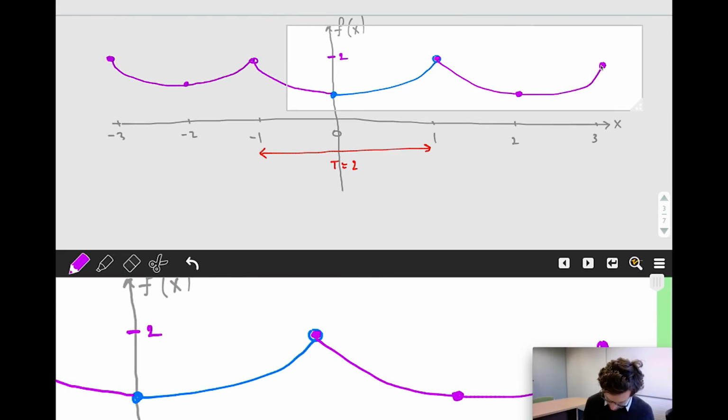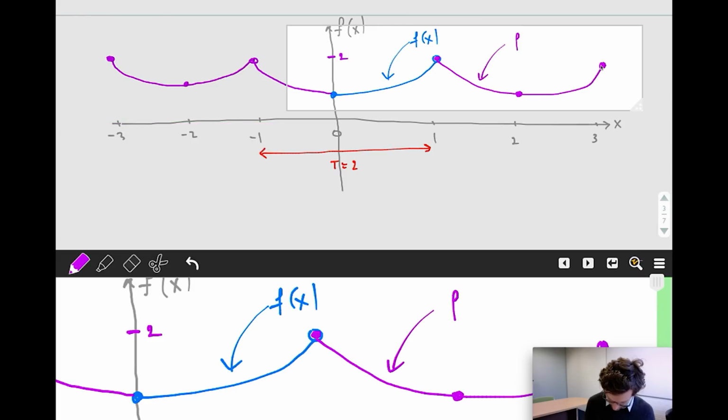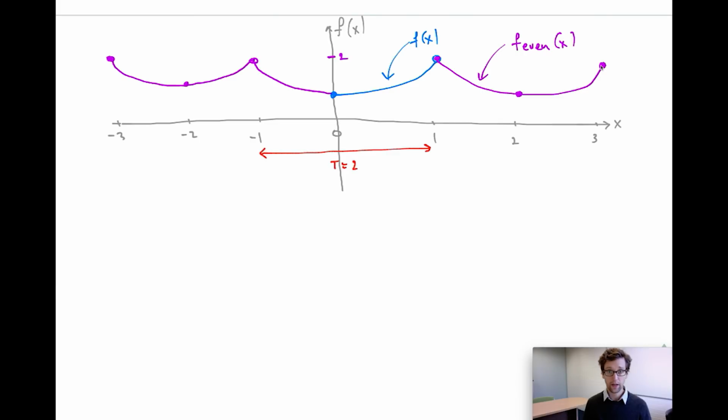So I'm going to call my original function f of x again. And my periodic extension is going to be f even, because it's the even periodic extension. And the period is equal to 2. Now let's take a look at the odd periodic extension.